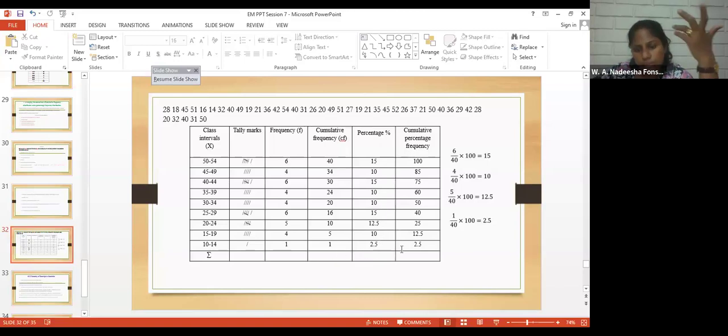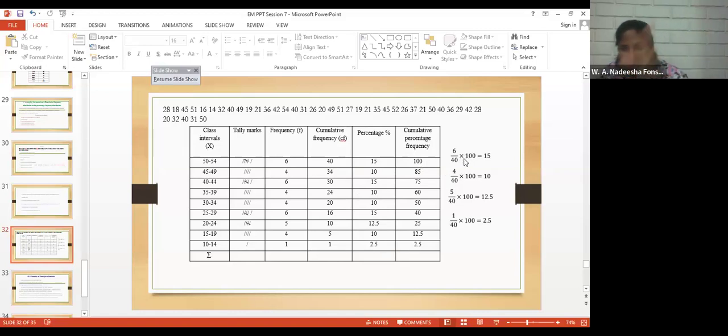Likewise, we have to calculate percentage. Then we have to consider the cumulative percentage frequency. That is also like cumulative frequency. Here we have to add percentages. 2.5. 2.5 plus 10, 12.5. 12.5 plus 12.5, 25. 25 plus 15, 40. Likewise, the upper value is 100. If you add these percentages correctly, that is 100 or nearly 100.